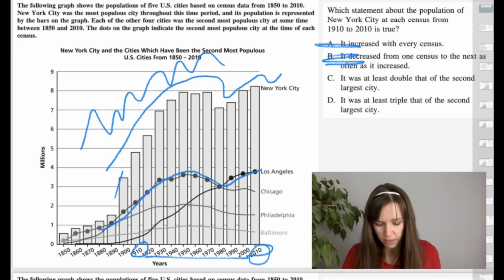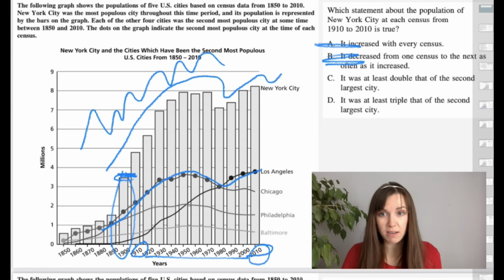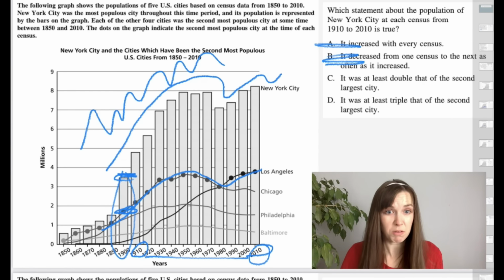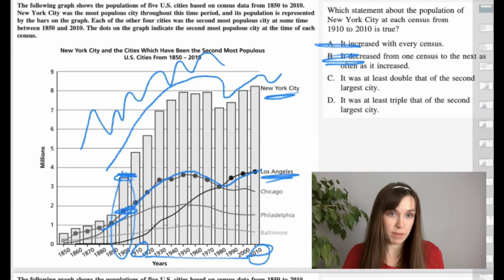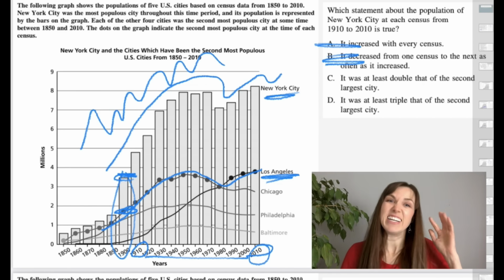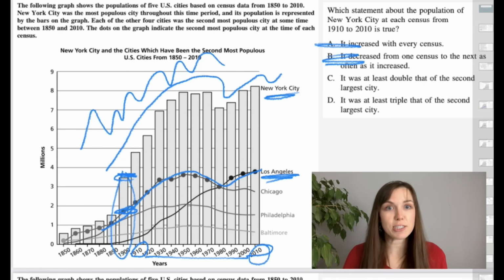Down here, we have this point right here, which is 3.5 million. And down here we have 1.5 million, about. Is that about double? Yeah. Let's look at the last one. Here we have New York at just over 8 million people. And then Chicago, Los Angeles, looks like it's about 4 million people. Well, 8 million is twice as much as 4 million. So C is probably it, but let's take a look at D also.